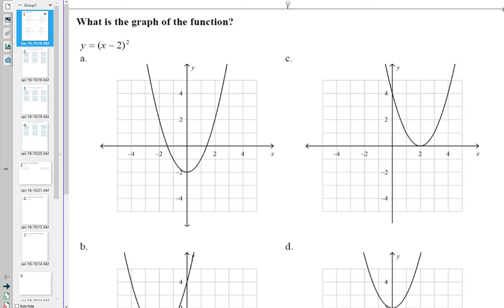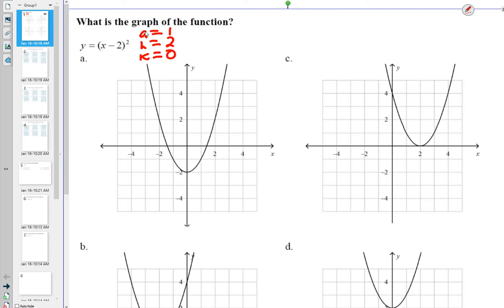Okay, let's identify the values. What form is that in? Yeah, it's in vertex form of the square. What's A here? What's H? Positive 2. What's K? 0. So what type of transformation has occurred? We've done a horizontal translation 2 units to the right.